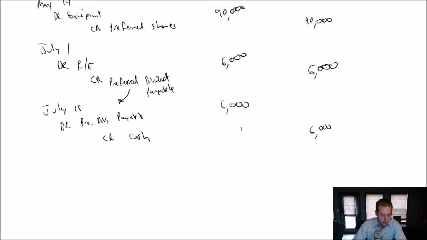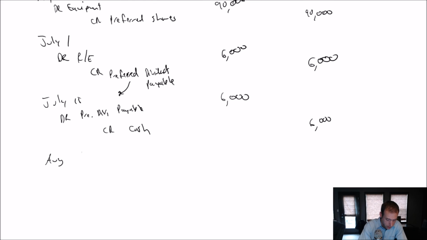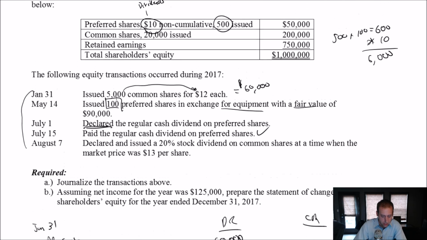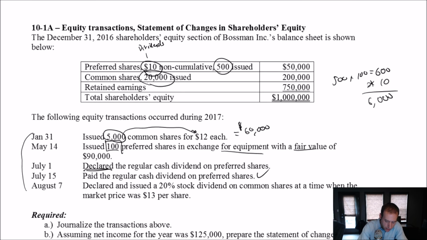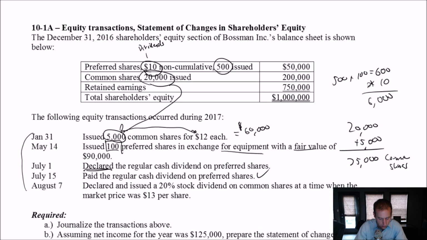Okay, let's think about what this means. Well, let's date this. August the 7th. Our first step here is to figure out how many common shares are existing in the world. There's 20,000 plus we've issued 5,000 more. So 20,000 plus 5,000 means there's 25,000 common shares issued and outstanding in the world, right? There's 25,000 common shares out there in the world.